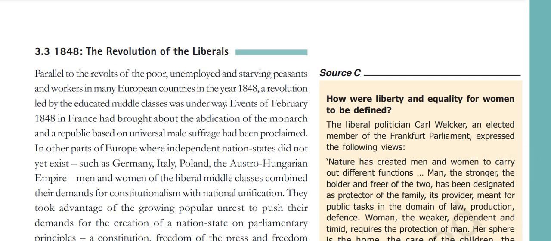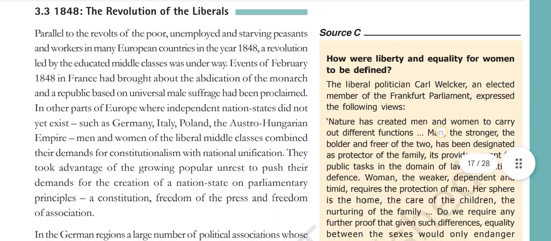1848, the revolution of the liberals. Parallel to the revolts of the poor, unemployed, and starving peasants and workers in many European countries in the year 1848, a revolution led by educated middle classes was underway. Events of February 1848 in France had brought about the abdication of the monarch, and a republic based on universal male suffrage had been proclaimed.